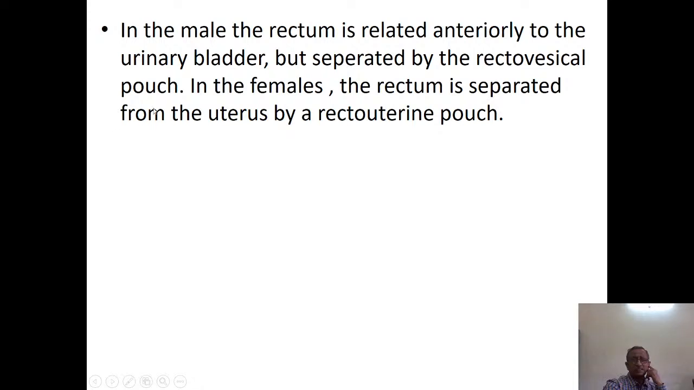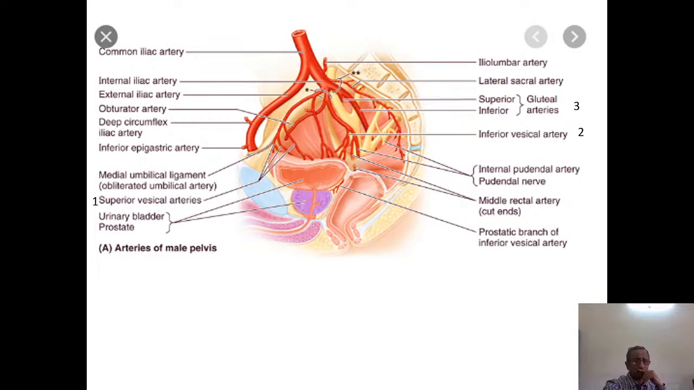In the male, the rectum is related anteriorly to the urinary bladder but separated by a rectovesical pouch. In the female, the rectum is separated from the uterus by the rectouterine pouch. So here, the anterior relations of the rectum are different in the male and female. In the male, it is the urinary bladder, whereas in the female, it is the uterus.